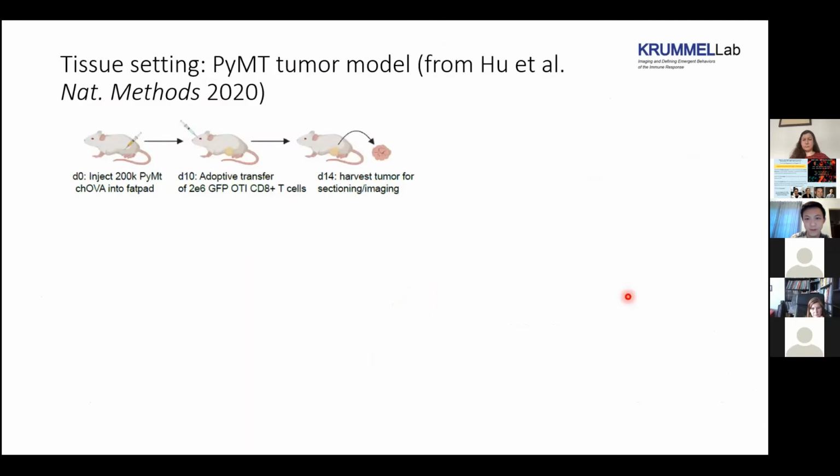So this is what we just covered in the paper, and again, I'm going to go through this part relatively quickly. Here, we actually use an orthotopic PyMT breast cancer model, this Chova model. Then we also transferred in tumor-specific CD8 T cells that are GFP positive. Then we can harvest the tumor and section this.